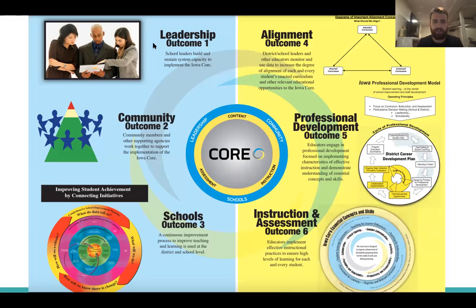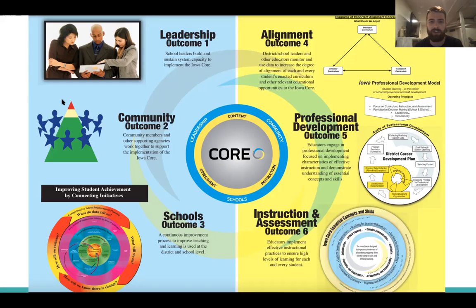Outcome 1 is leadership. This is school leaders build and sustain system capacity to implement the Iowa Core. Outcome 2, community. Community members and other supporting agencies work together to support the implementation of the Iowa Core. Schools are outcome 3, a continuous improvement process to improve teaching and learning is used at the district and school level.